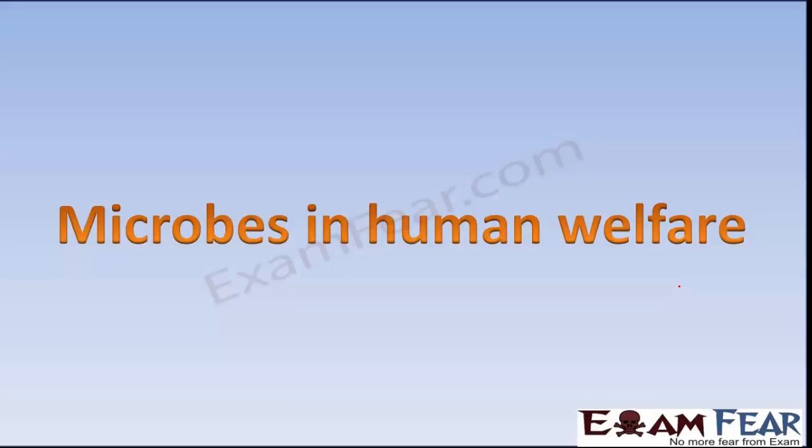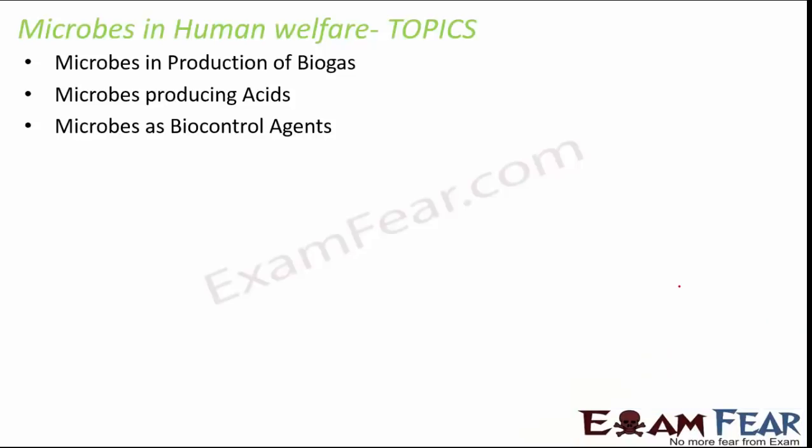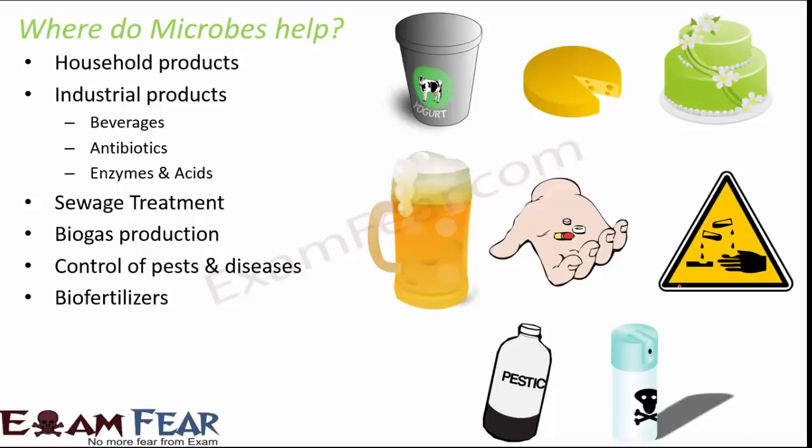Moving on to the next lesson, that is microbes and human welfare. Here we are going to talk about microbes in production of biogas, microbes producing acids, and microbes as biocontrol agents. Now, where do microbes help? In a lot of places, like household products. You look at yogurt or curd, microbes play a role. You talk about baking, any bakery item, microbes play a role. Industrial products like beverages, antibiotics, enzymes and acids, sewage treatment, biogas production, control of pests and diseases, biofertilizers.